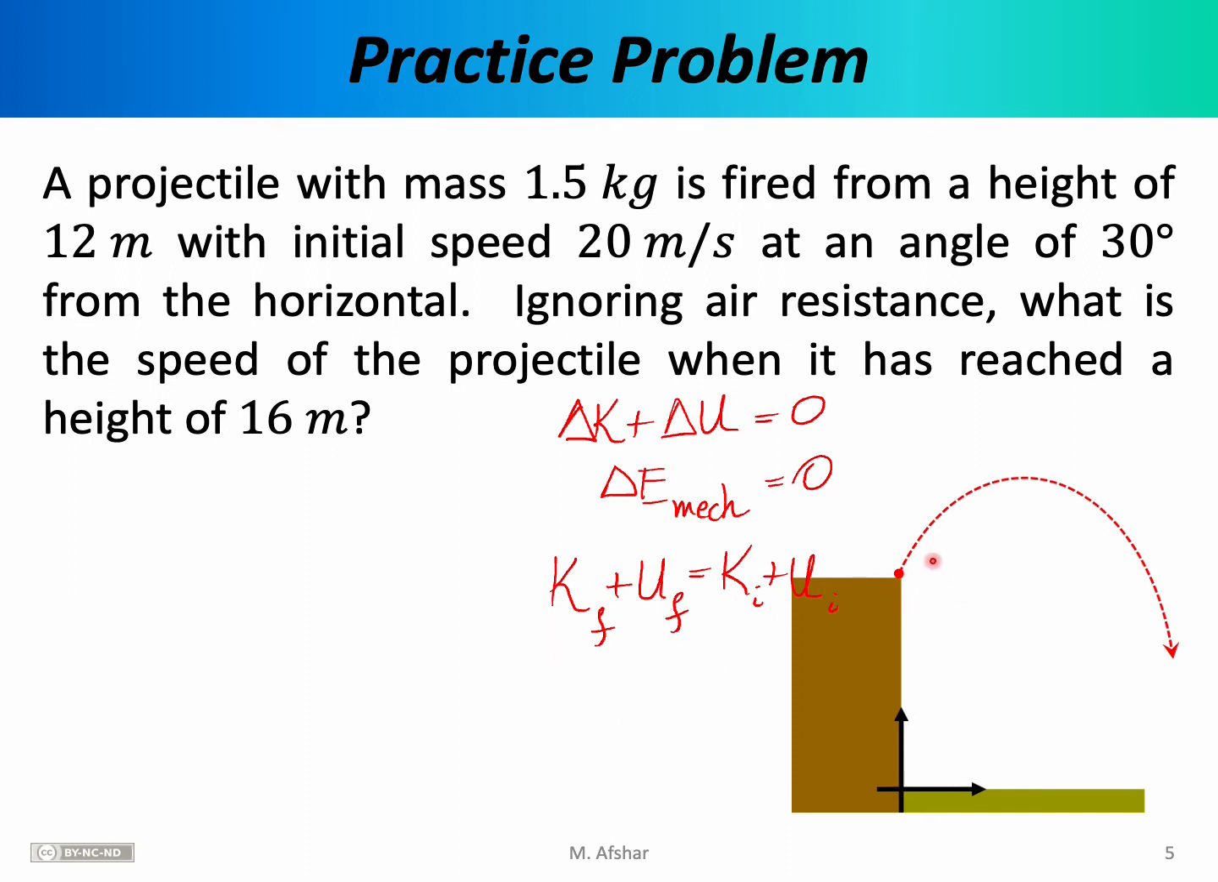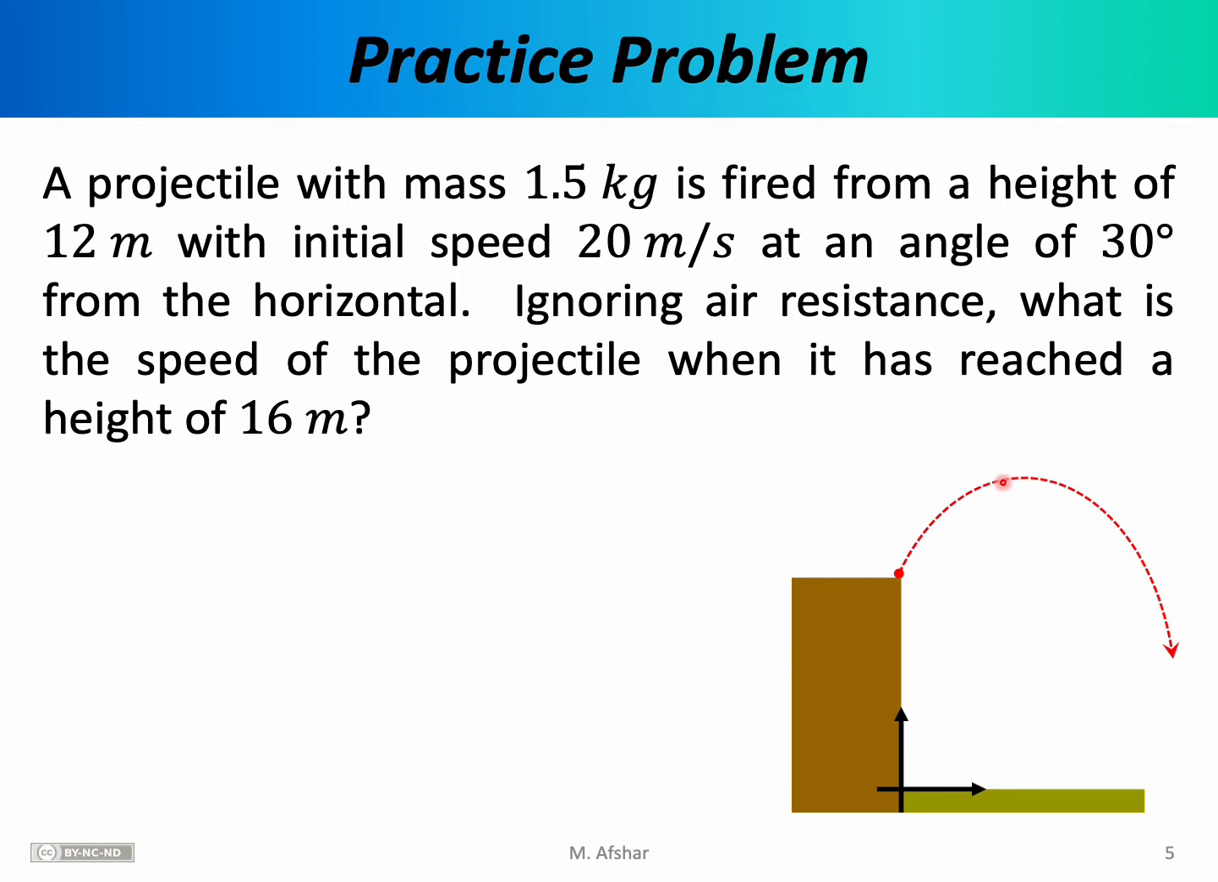The initial position refers to the position of the projectile on the hill, and its final location will be at a height of 16 meters. Incidentally, notice that we don't exactly know whether this height of 16 meters corresponds to the maximum or not. As it turns out, the maximum height of this projectile is actually 17.93 meters, but that information is not provided in the problem. To proceed, we calculate each of the energies.